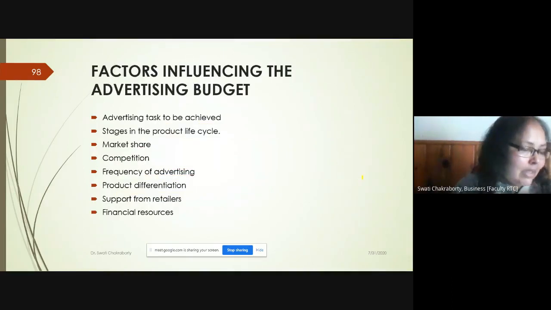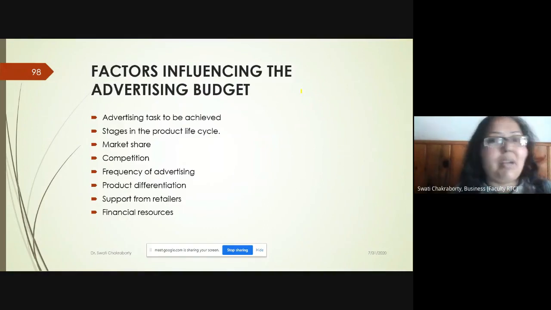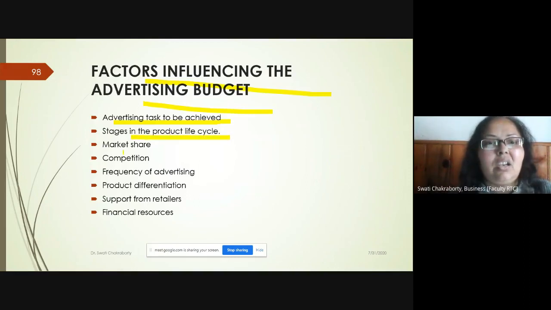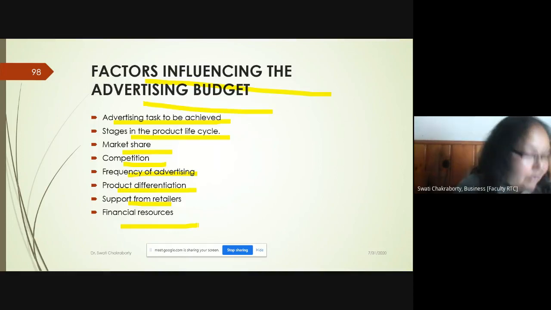Factors that influence the advertising budget. That's the last thing that we have up here, the factors that influence the advertising budget. What are the factors? Advertising tasks to be achieved. What are the tasks that have to be achieved? What are the stages in the product life cycle? What are the various stages? Market share, competitors, frequency of advertising, how many times you want to advertise, product differentiation, how is your product different from your competitors? You need to have support from the retailers, and your financial resources. How much money do you have?